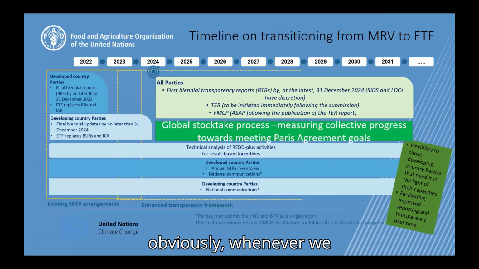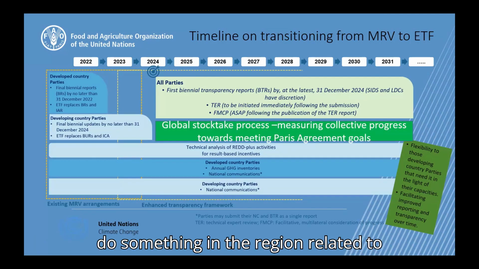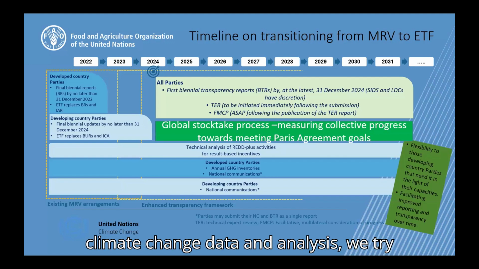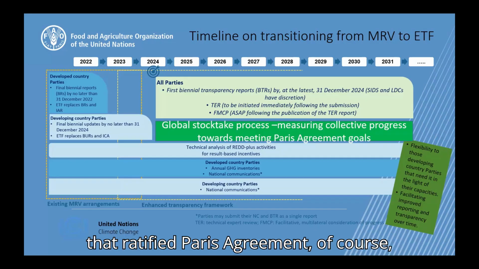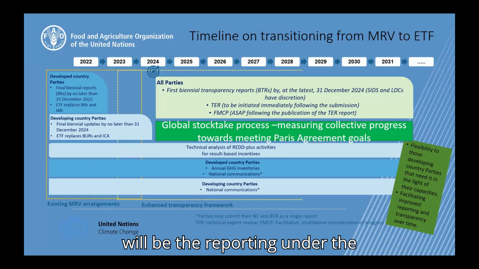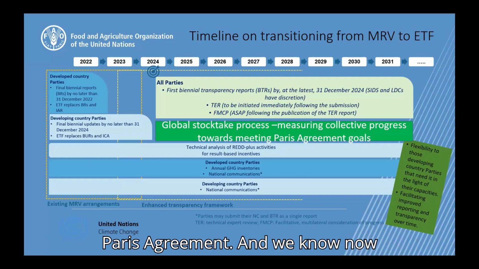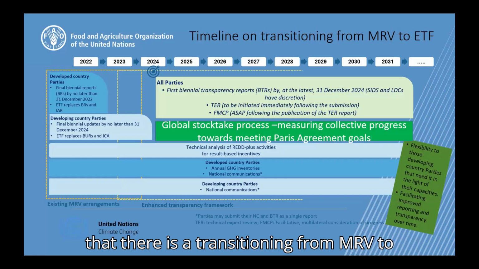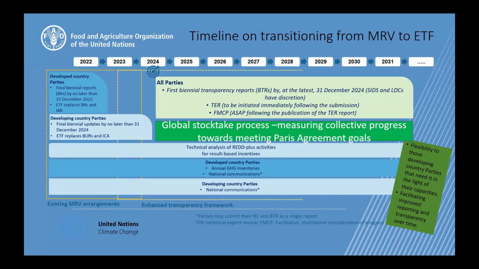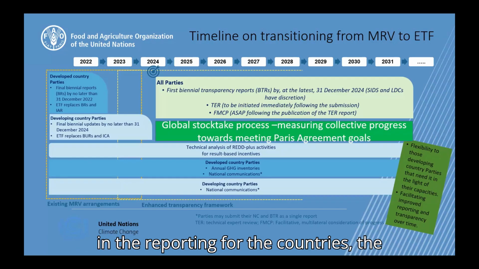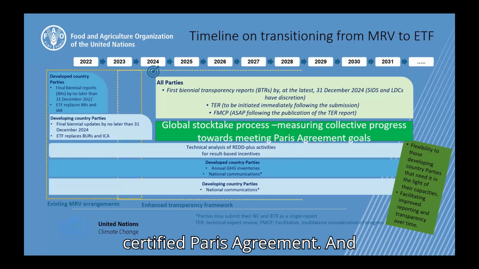But obviously, whenever we do something in the region related to climate change data and analysis, we try to see the bigger picture, and the biggest picture for all the countries that ratified the Paris Agreement, of course, will be the reporting under the Paris Agreement. And we know now that there is a transition from MRV to ETF, the Enhanced Transparency Framework, and that is why there are some changes in the reporting for the countries that ratified the Paris Agreement.